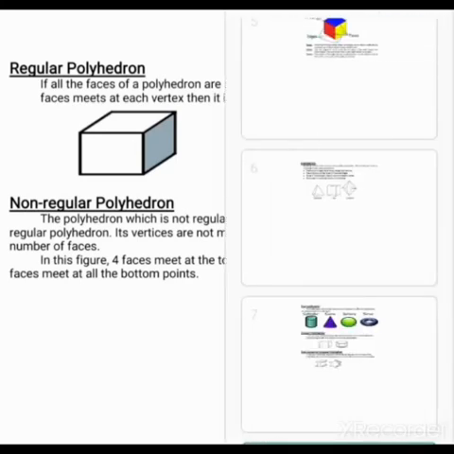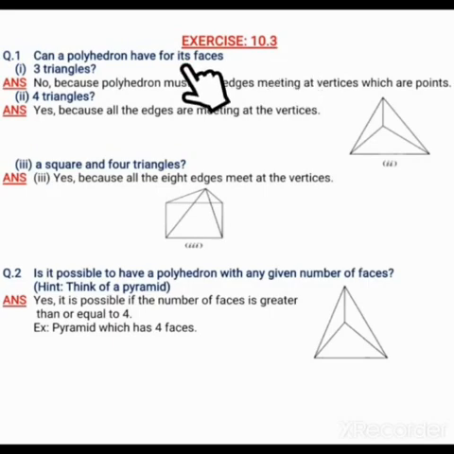Now students, come to exercise 10.3. Question number 1. Can a polyhedron have these as its faces? First one, 3 triangles? No, because a polyhedron must have edges meeting at vertices which are points. Second one, 4 triangles? Yes, because all the edges are meeting at the vertices. Third one, a square and 4 triangles? Yes, because all 8 edges meet at the vertices.